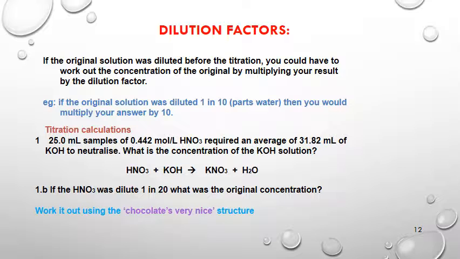You have 25 mL samples of 0.442 molar nitric acid, and you require an average of 31.82 mLs of potassium hydroxide to neutralize it. What is the concentration of the potassium hydroxide solution? And if the nitric acid was diluted by 1 in 20, what is the original concentration? What I want you to do now is pause the video and try to work it out using the chocolates very nice structure I gave you in the last slide.